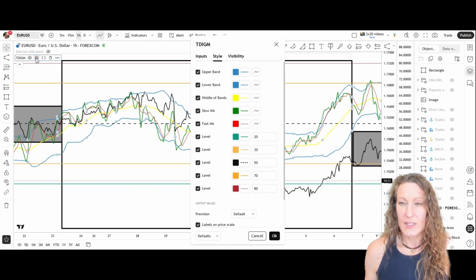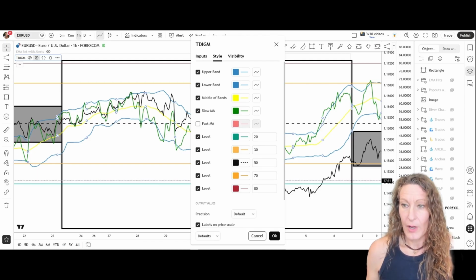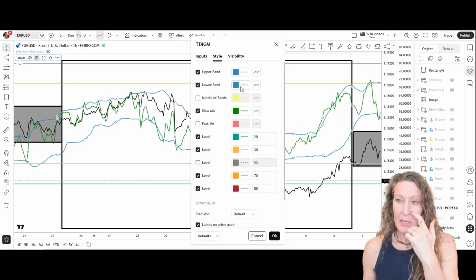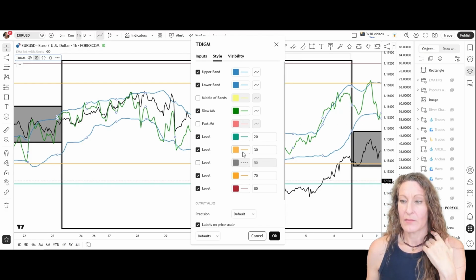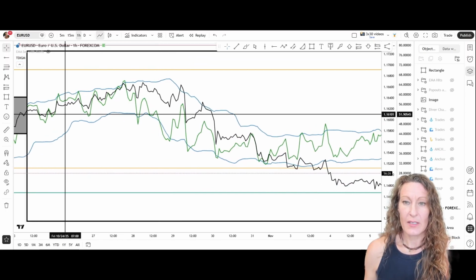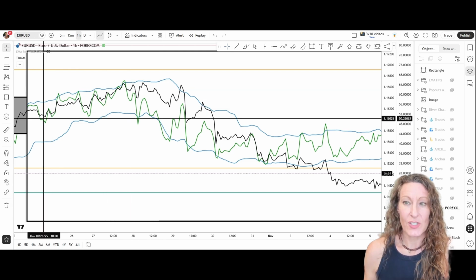So go into settings. We're going to clean this up because this is a whole lot. All I want is the green line and the blue bands. So we can take off the green line, the blue bands, and the high or low. You take off the red, take off the yellow, and you can take off the 50. So now we should just have the two upper and lower bands, our green line, and then the grid, our levels.